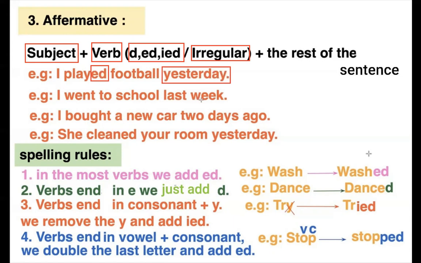Number 2, I went to school last week. So I is the subject. Went is the irregular form from go. So went is irregular. And last week is the key word.